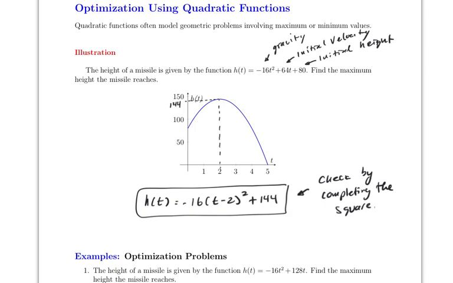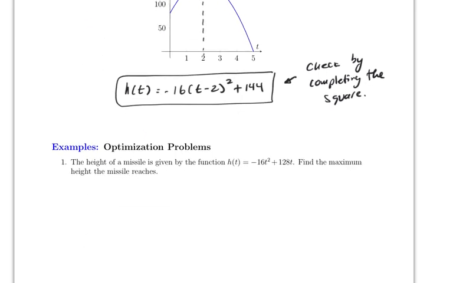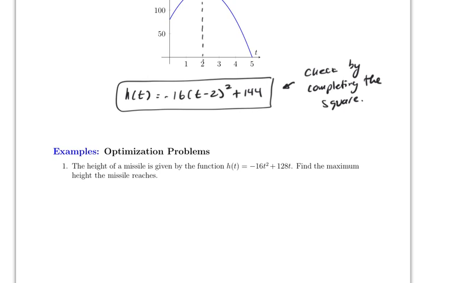Okay, we did this exact same problem before, but now I'm going to do a new one. It says the height of a missile is given by the following function. Find the maximum height that the missile reaches. So first thing we had to do is put this in a standard form, and it's the same method we did a few times already.